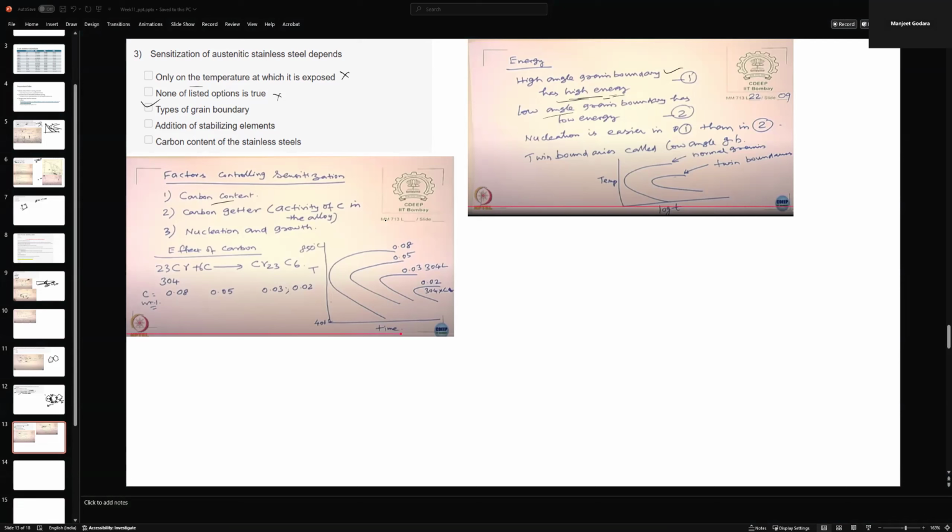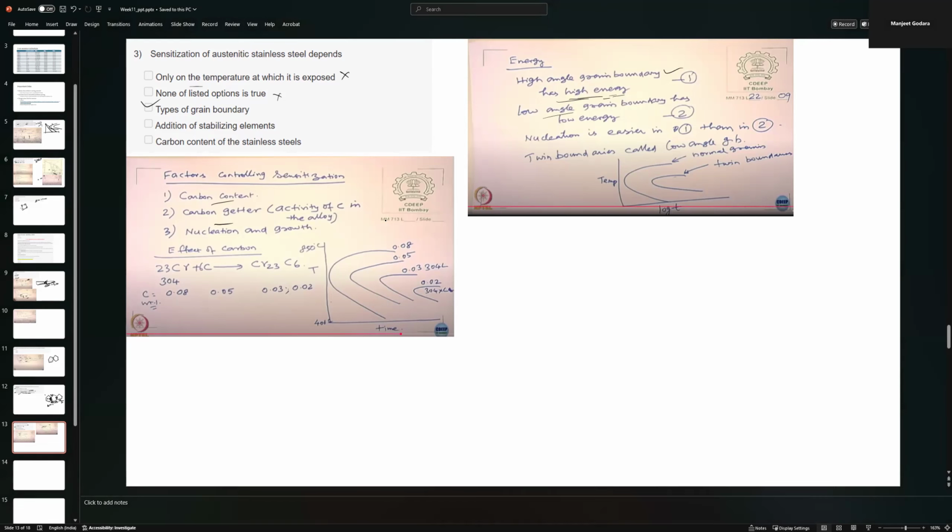And carbon getters are active. So these control the activity of carbon in the alloy. We're adding titanium or niobium, and these are carbon getters. They're capturing the carbon, so these stabilizing elements affect it. Carbon content definitely. If the carbon content in the steel is low, you will have less carbon to react at the grain boundary to form the precipitate. These three are correct.